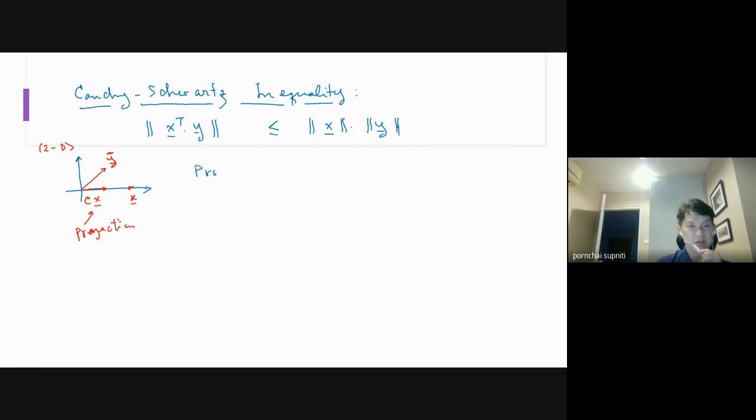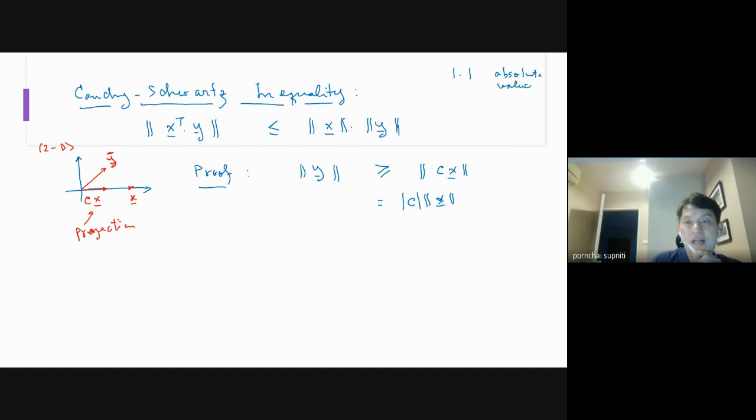How do we obtain these results? Okay, so let's prove. First let Cx be the projection. From here you notice that the size of y will always be larger than or equal to the size of the projection. And I can write this thing as equal to C and then the size of x. But C can be positive or negative, so I put an absolute value. Okay. So you notice that this is the difference when we do this to absolute value. This is for any scalar.